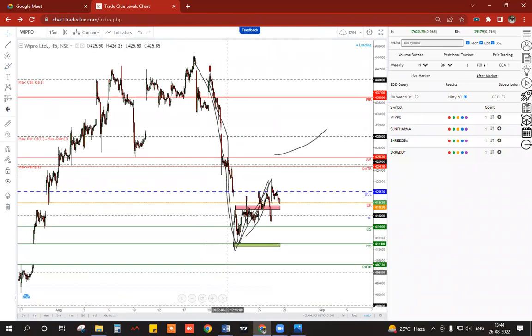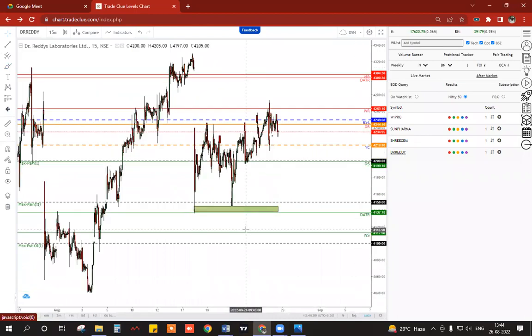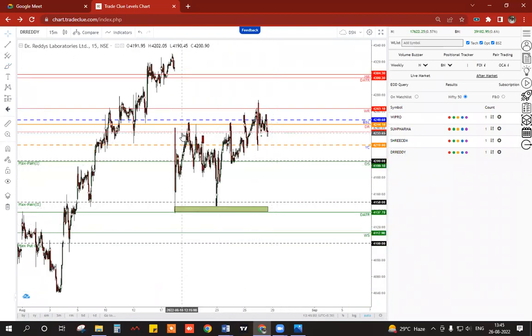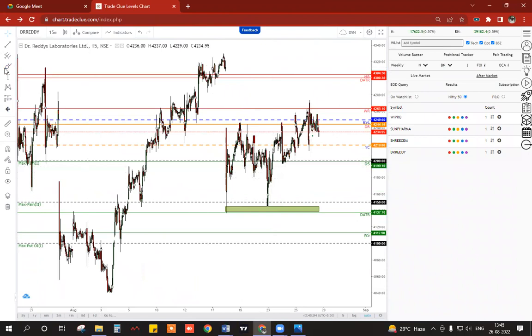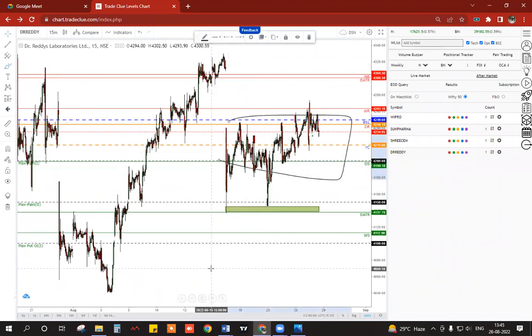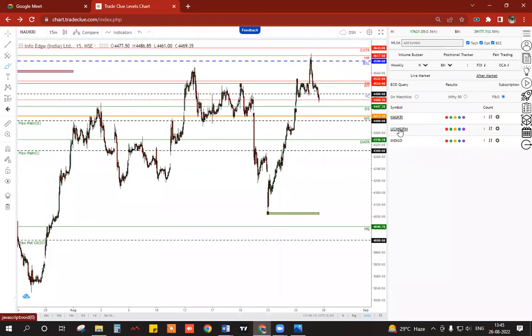Wipro has already touched the band and already gone up. So we'll also discuss the execution pattern in this. Dr. Reddy is kind of range bound, even though the stock was falling, but it is forming doji candles on the daily time frame, and still there is a green band. So we'll also see which stocks to consider and which stocks to eliminate in this.